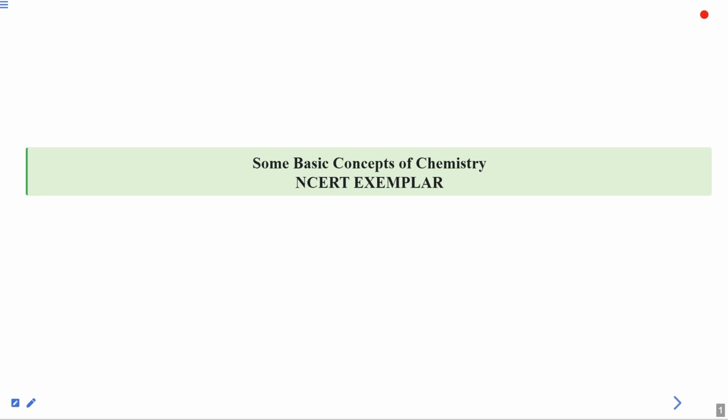Today we will see the NCERT exemplar of some basic concepts of chemistry.